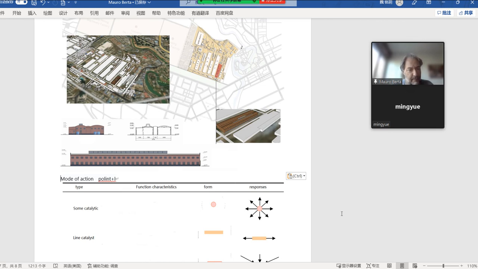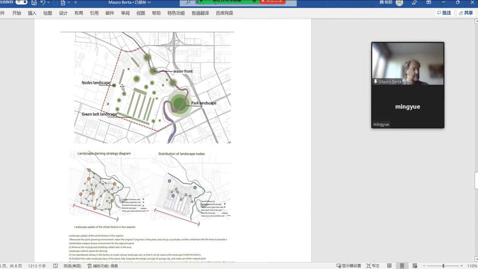Yes, I want to show is the factory maybe is the point, and this kind of is a land strategies like this.